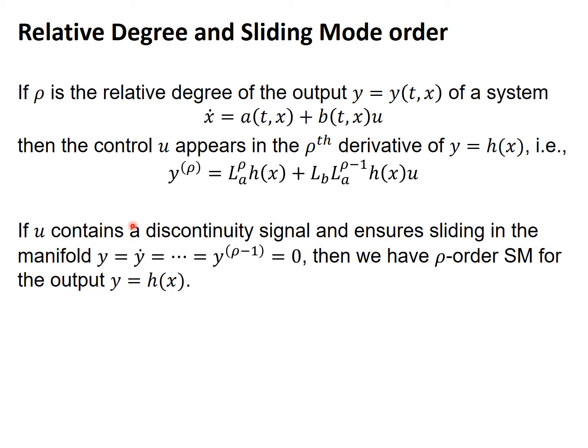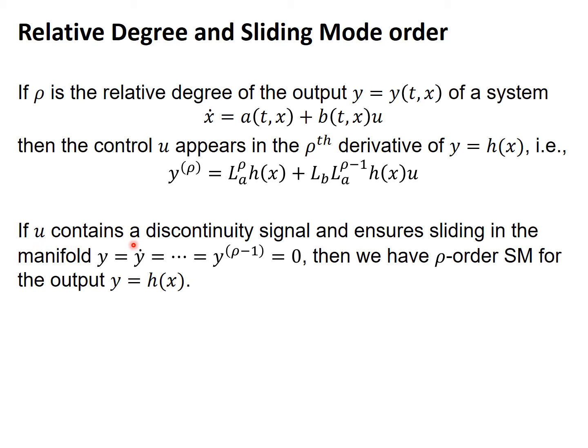So again, formalizing the entire concept of relative degree. If rho is the relative degree of the output of a system, where the system is a general nonlinear system like this, and y is taken as the output, then the rho-th derivative of y would contain the control action u, and the expression will be like this. These are the Lie derivatives. This we already studied in the last presentation.